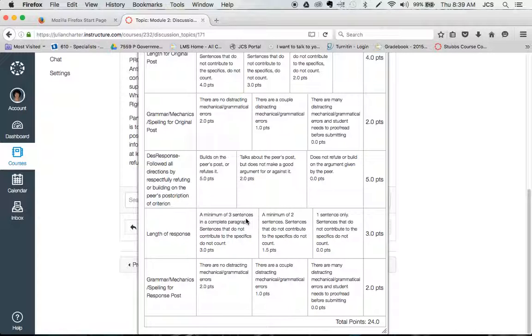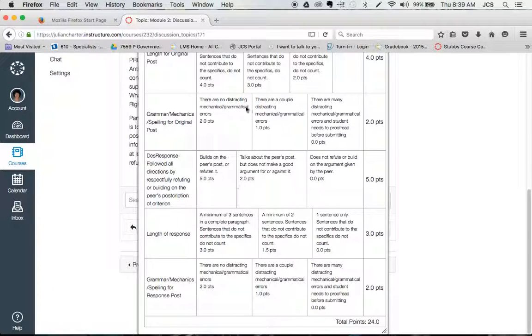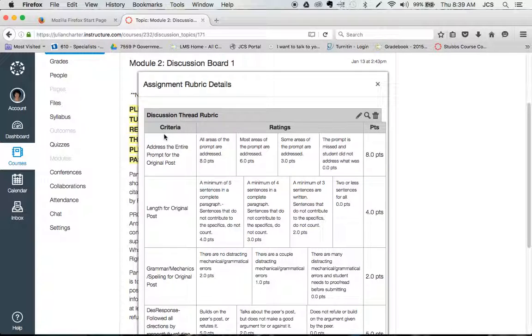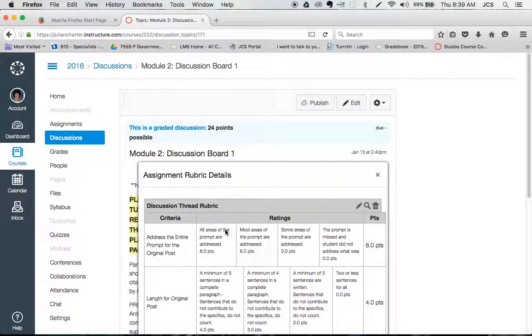Okay. You have to have 3 good sentences that respond and refute or build upon the other person's, your peer's post. Okay. And again, grammatical errors. So you can see how a rubric works. You always want to be in the first column. This is the name of the criteria or the category, but then this is the rating side. You want to be in the first column. Okay. That's it.